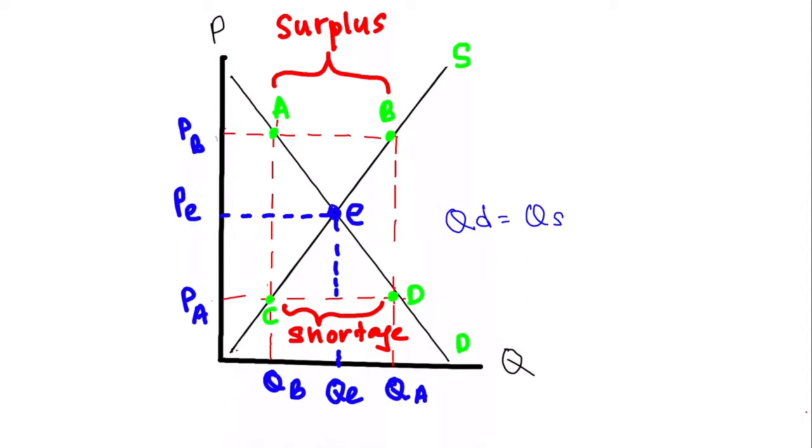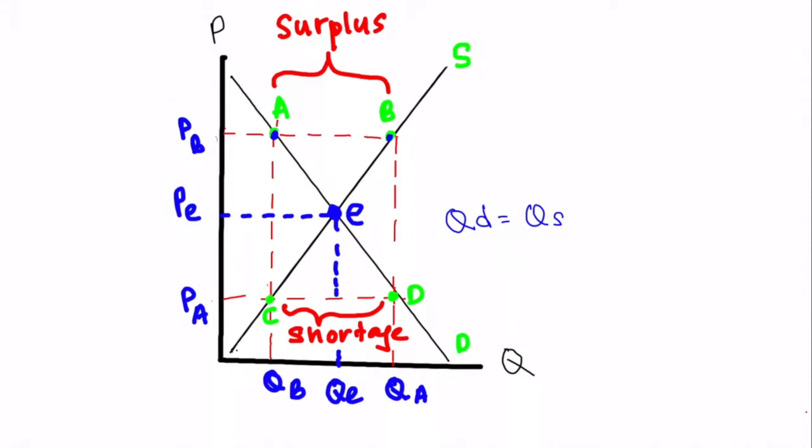Now, how does the economy reach the equilibrium point? This concept here, we call it the invisible hand concept. In order to understand the concept, let's look at price PB first. At price PB, we can see that the quantity demand is at point A. Can you see? The quantity is QB. And the quantity supply is at point B, where the quantity is QA.